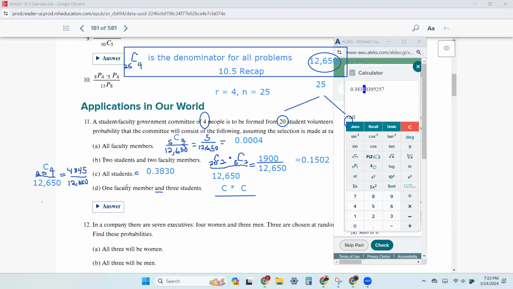All right. So one faculty member is being picked and 3 students are being picked. And you remember that our denominator is going to be the C, the same one that we had up here, the C 25.